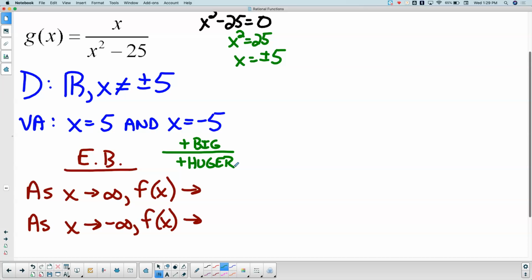As the top gets bigger, what happens to the bottom? It gets bigger and bigger and bigger much faster, right? So a positive number divided by a bigger positive number. What's it going to go to? 0, right? Above or below? Above. Yep.